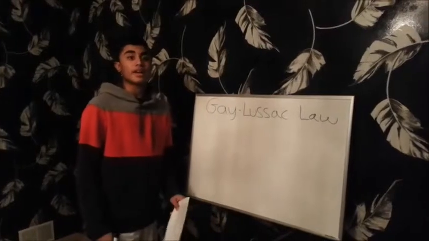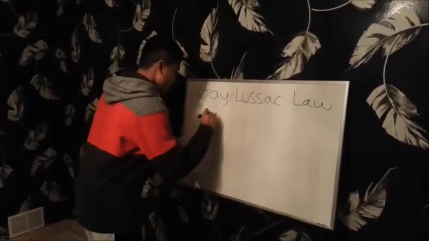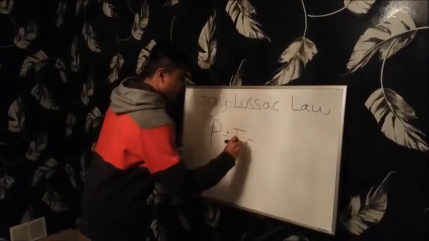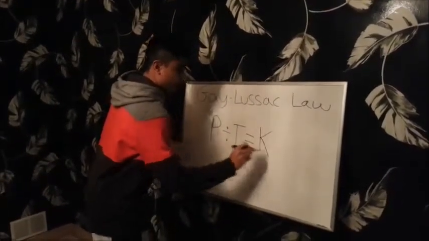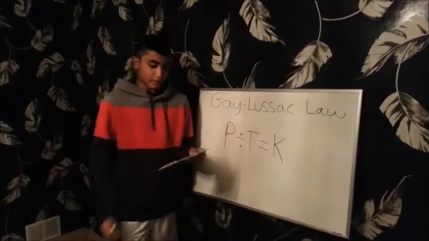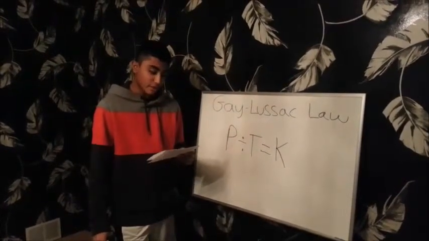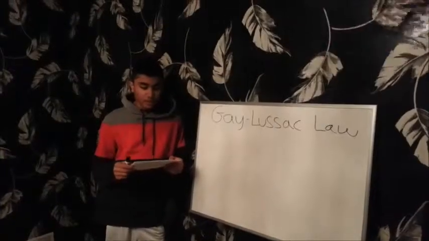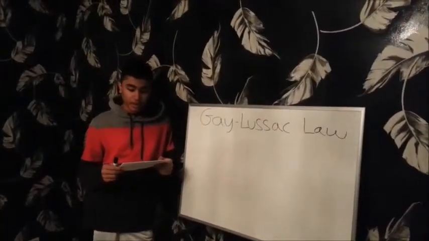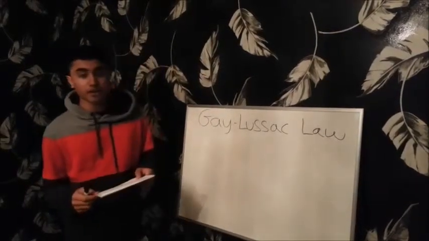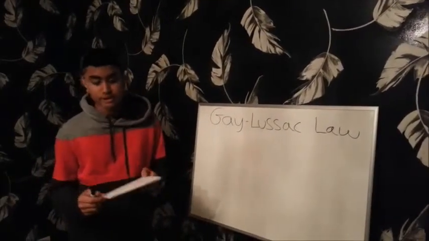The mathematical formula of Gay-Lussac's law is P divided by T equals K. This means that the pressure-temperature fraction will remain the same value as long as the volume and amount remain constant. Let P1 and T1 be a pressure-temperature pair of data at the start of an experiment. If the temperature is changed to a new value called T2, then the pressure will change to P2.